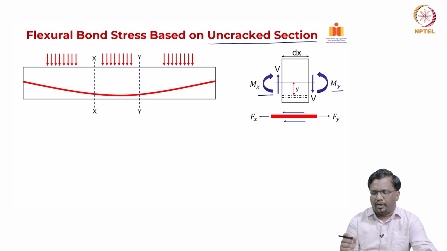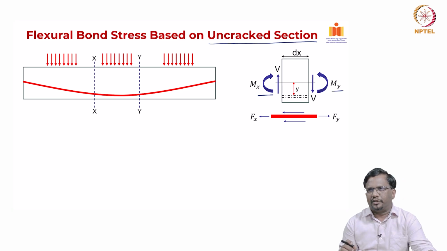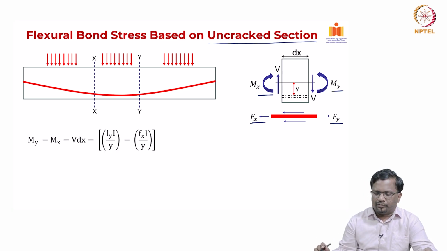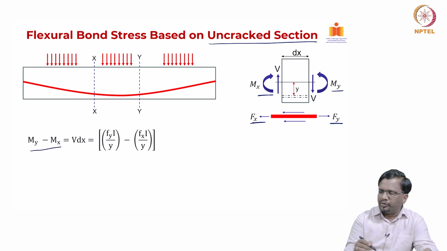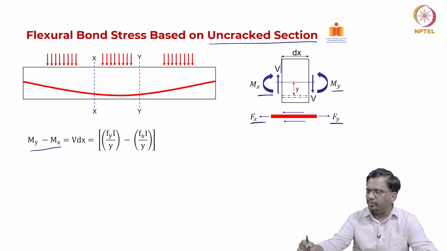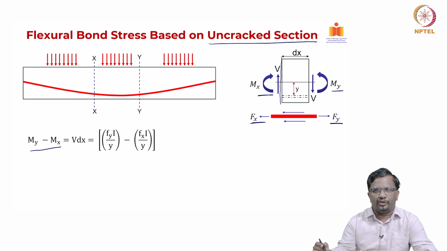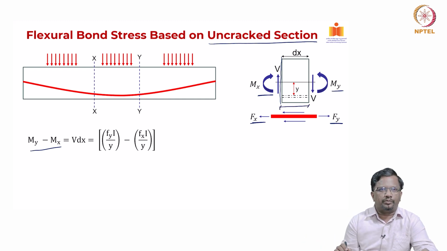pre-stressing steel, I take a very small elemental length between x and y. On the left side I am going to have tension force Fx, and on the right side I am going to have pre-stressing force or tension force Fy. Now, the difference between the bending moments should be equal. If I take the moment about this point, you see that My minus Mx, acting in the opposite direction, should be equal to V into dx, the distance, to satisfy moment equilibrium.